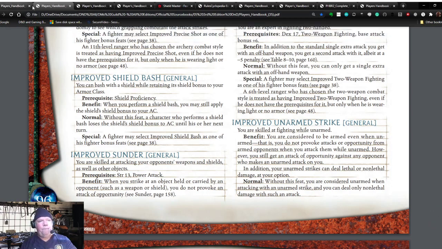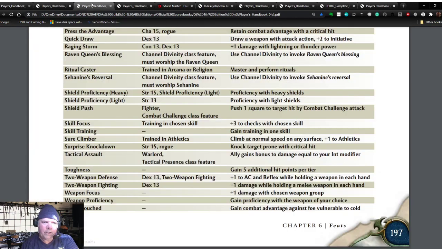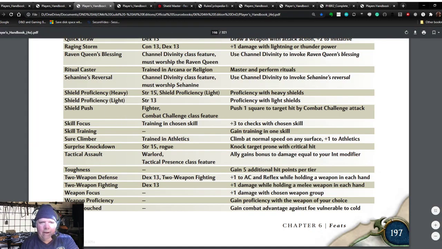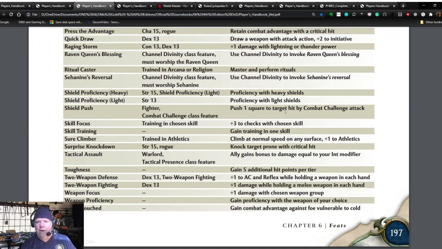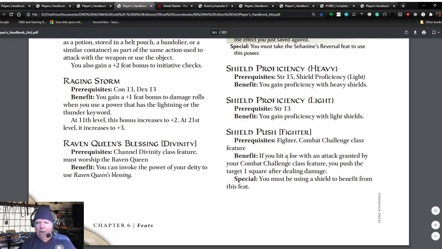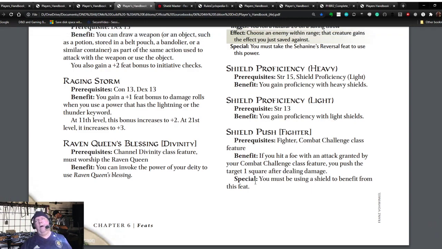And that is a thing that is available then to players in 3rd edition. All right, now in 4th edition, we have Shield Push, which again is something that comes into play with the Shield Master feat. So Shield Push allows you to push a target one square to a target hit by combat challenge attack. And the way that works here is if you hit a foe with an attack granted by your combat challenge class feature, you push the target one square after dealing damage, and you must be using a shield to benefit from this feat.